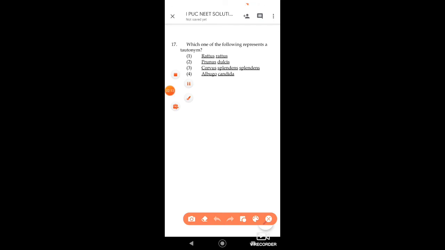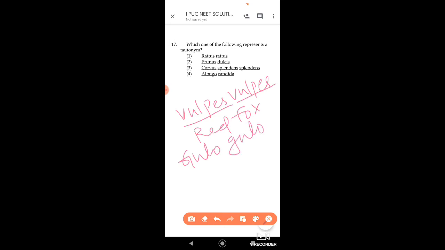Other examples, if you want, let me give you. For example, Vulpes vulpes, which is a tautonym or the scientific name for red fox. And Gulo gulo, which is the scientific name for the wolverine. And next, Naja naja, the tautonym or the scientific name for Indian cobra.